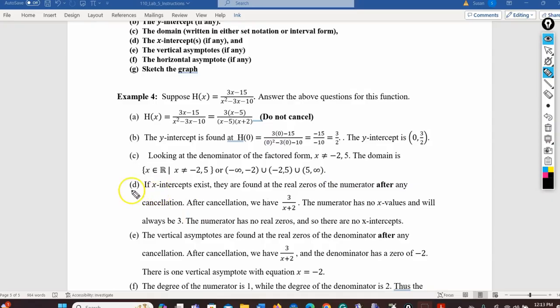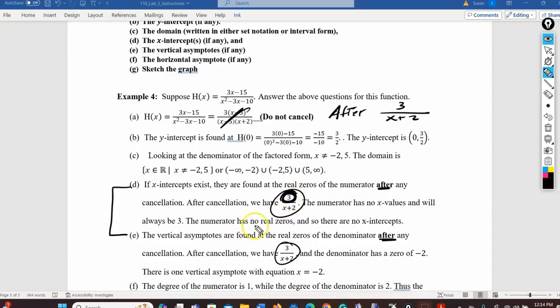Now, for x-intercepts and vertical asymptotes, we want to look at real zeros after any cancellation. So now, after cancellation, we're left with 3 over x plus 2. All right, that's where we're getting this. So the numerator has no x values. The numerator will always be 3, no matter what x is. And so the numerator has no real zeros. There are no x-intercepts.